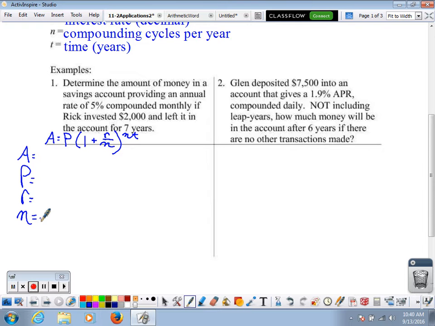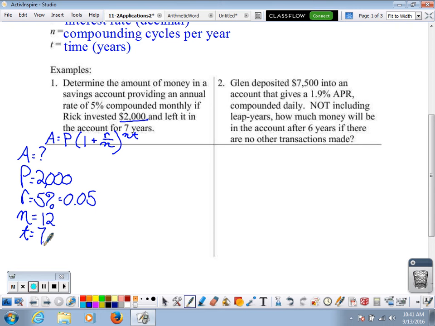Okay, so A is the amount at the end. Well, that's what we're trying to find. P, the principal, the starting amount. That's Rick's $2,000 that he deposits. R is the annual percentage rate, the interest rate, 5%. But we can't use 5%. We need to change it to 0.05. N is the number of compounding cycles, how many times it's compounded per year. So it's compounded monthly, which means compounded 12 times per year. And he's leaving it in the account for 7 years.